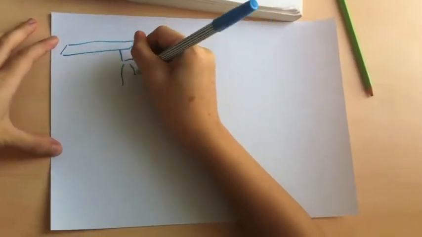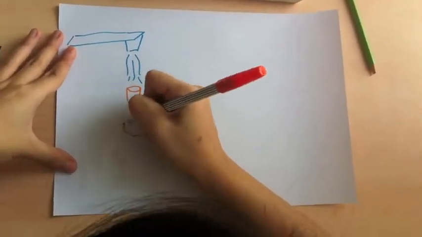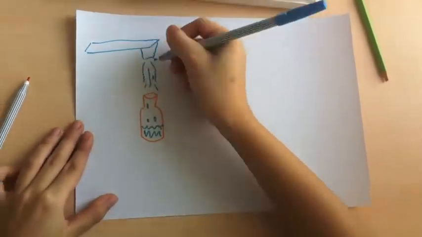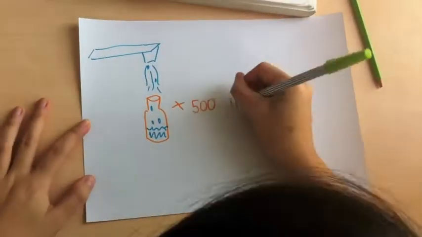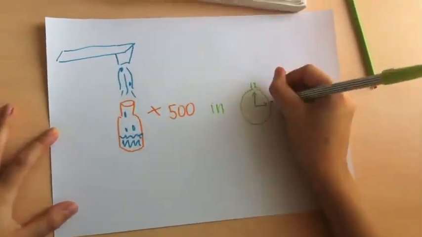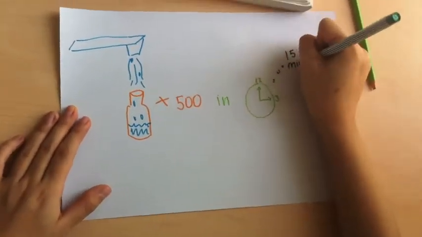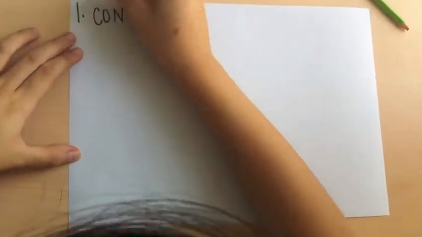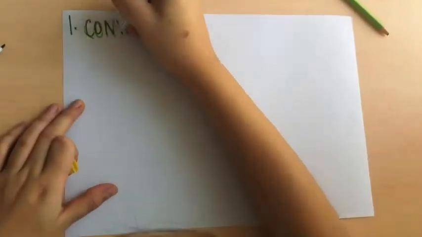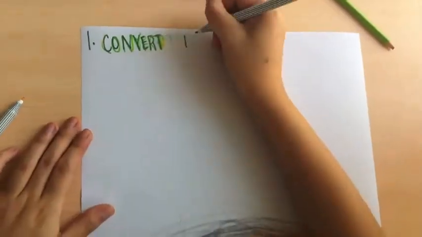So a factory makes 500 water bottles in 15 minutes. Okay, yeah, we know, 15 minutes. So how much can they make in 90 minutes?